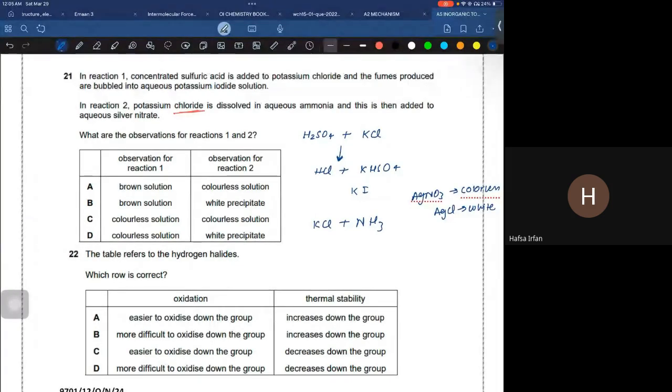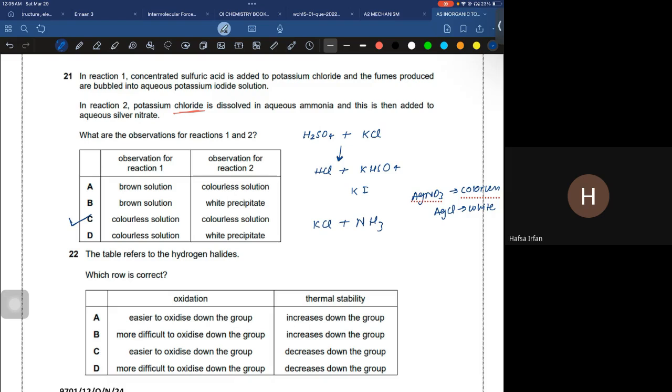But they are not reacting silver nitrate directly with the potassium chloride. They are saying, first of all, you have added aqueous ammonia and then you have added silver nitrate. So of course, you will not see the white precipitate. Because when the direct reaction happens between the chloride and the silver nitrate, then I can say the white precipitate is produced. So of course, option C is correct. Colorless. Tricky question, of course.